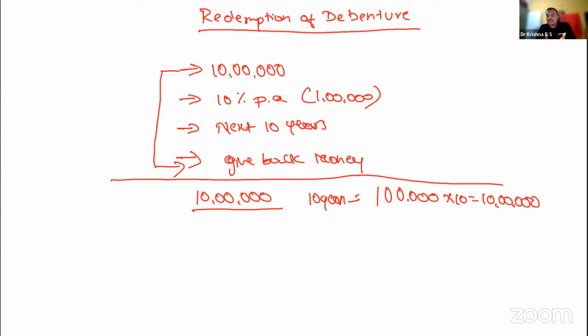Actually good. Right now, every year it is coming, and my 10 lakh is also coming back. Right. So that's why it is actually good. No problem. So this is called redemption of debenture. This is called redemption of debenture. I hope you understood. Let's go to the next one.